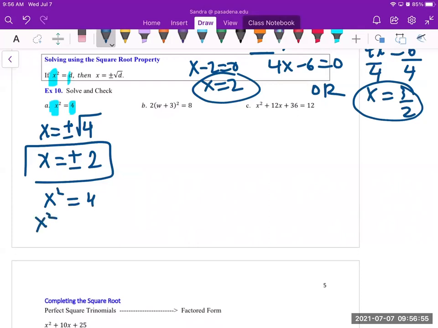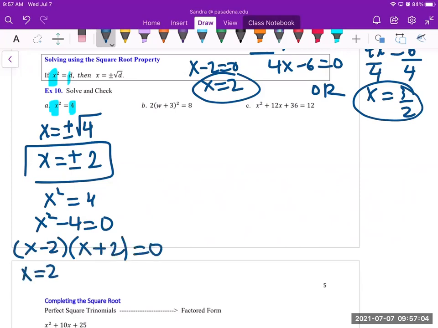You can subtract the 4 and factor it out. This is the difference of squares, and you can set them equal to 0. And you get the two same answers, yeah? These two are the same as these ones.